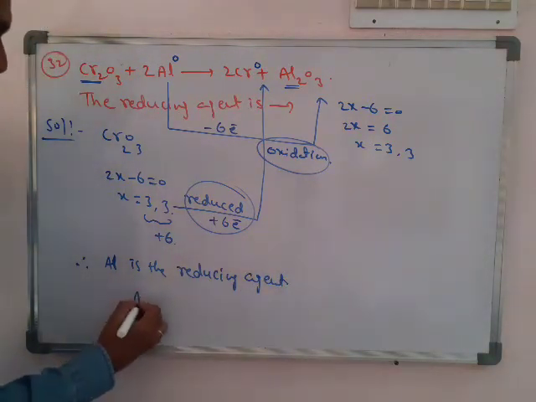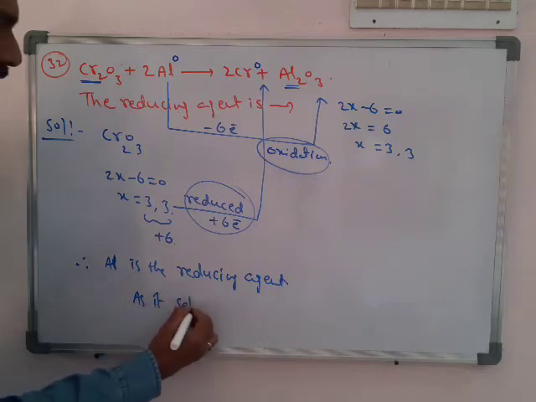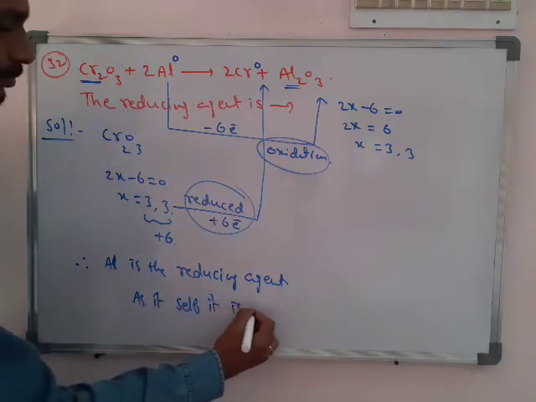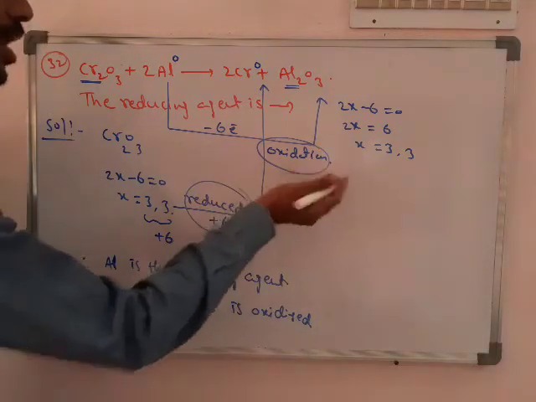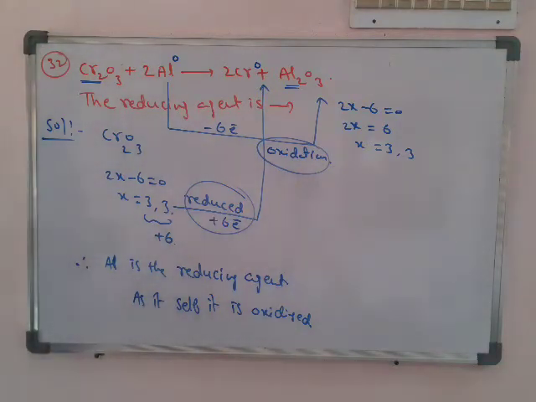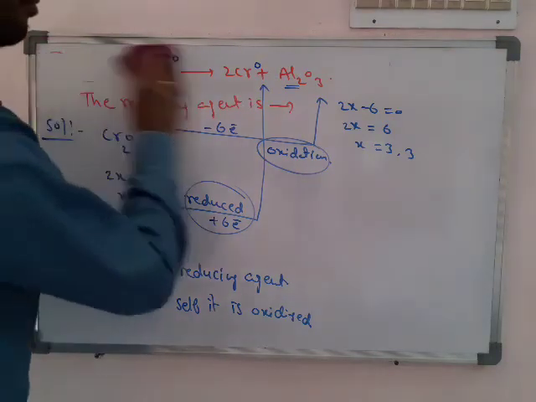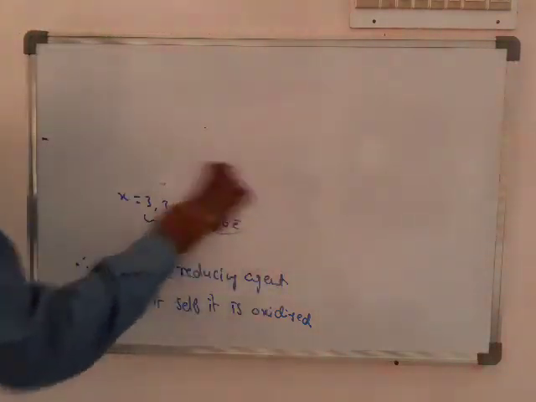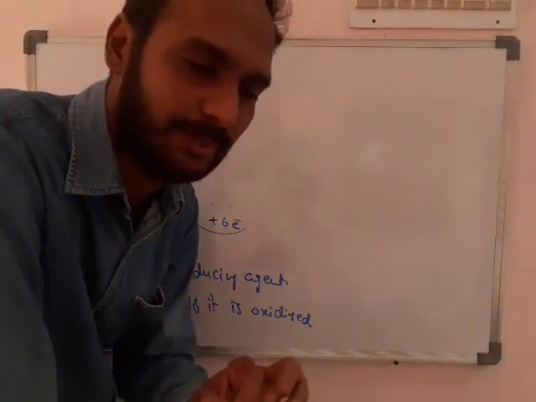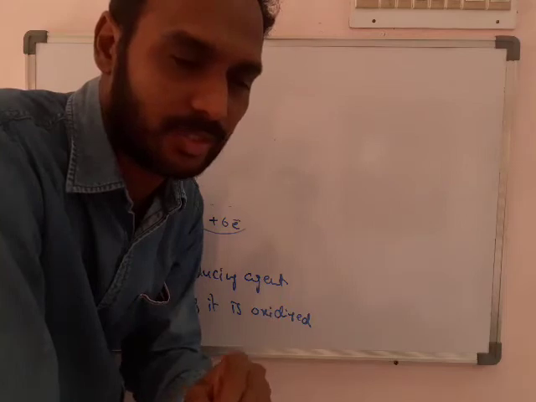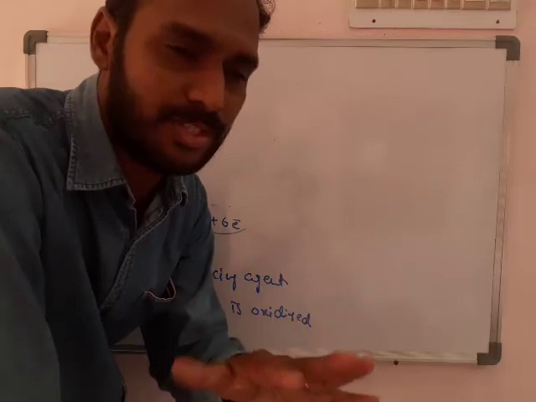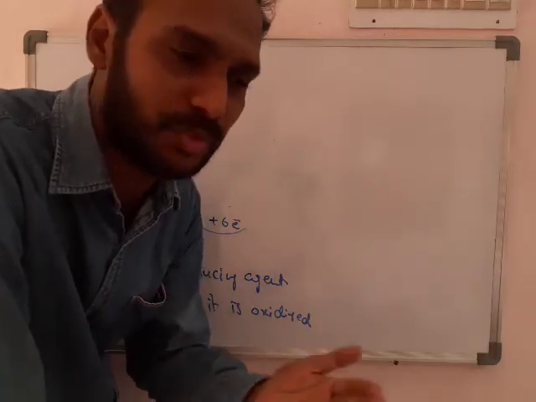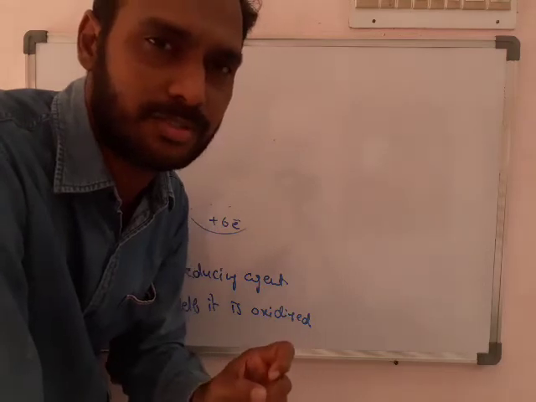A reducing agent is itself oxidized. Okay, see the next question. You should be very perfect in the oxidation number concept. Only by knowing the oxidation number concept can you know perfectly which is oxidized and which is reduced. Then only are we able to do this type of question.